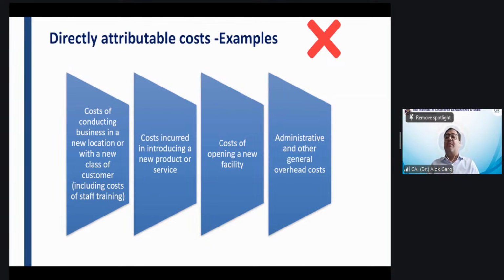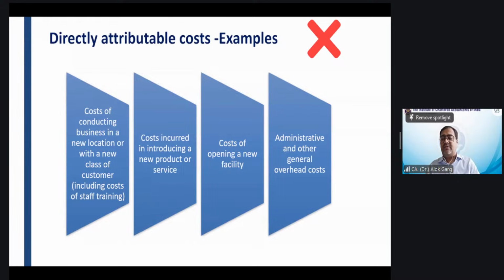Or initial operating losses. For example, there are abnormal losses. There are initially operating losses. For example, you started the production. After trial run, in the initial 1 or 2 years, there will be operating losses. Then the profit will start coming. Then the income will start coming, profit will start coming.